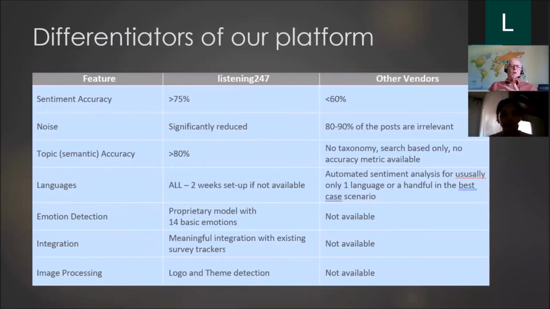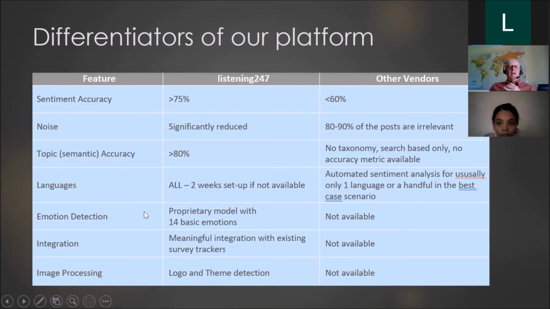So I just want to tell you quickly some differentiators of the platform that we're using here. One of the things that I've stressed enough already is that the accuracy is much higher. We're up to 85% now on most projects, and 90% quite regularly. Noise is significantly reduced. On other vendors, you can find that a high percentage of the data is irrelevant. Topic analysis, you just don't get that with others. Languages, we cover any language at all. So even if it's not one of those 20 that I listed, we can set that up in about 2 weeks for you.